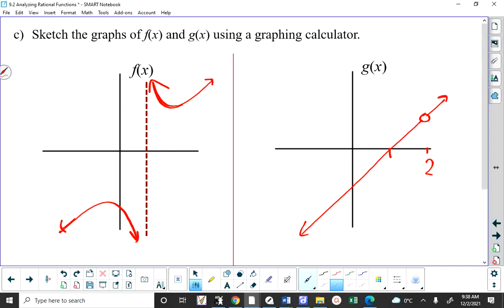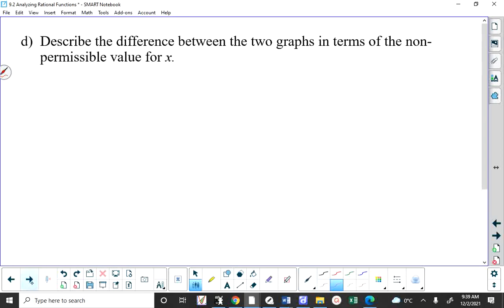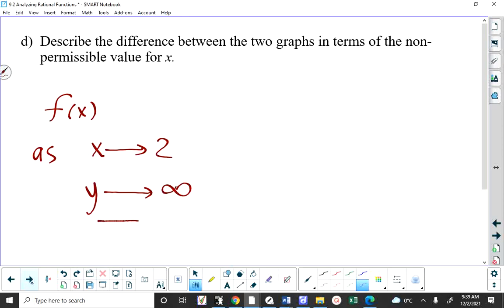So they both have a non-permissible value at x equals 2, but the behavior of the graph in that region, surrounding x equals 2, is totally different. Describe the differences between the two with f of x: as x gets closer to 2, y gets extremely large. That's the most succinct way that we can describe that. As x gets closer to 2, y will approach infinity or negative infinity.